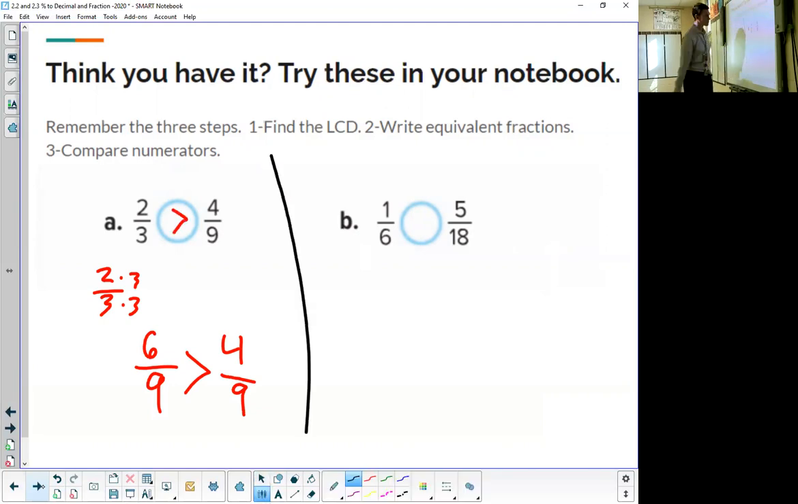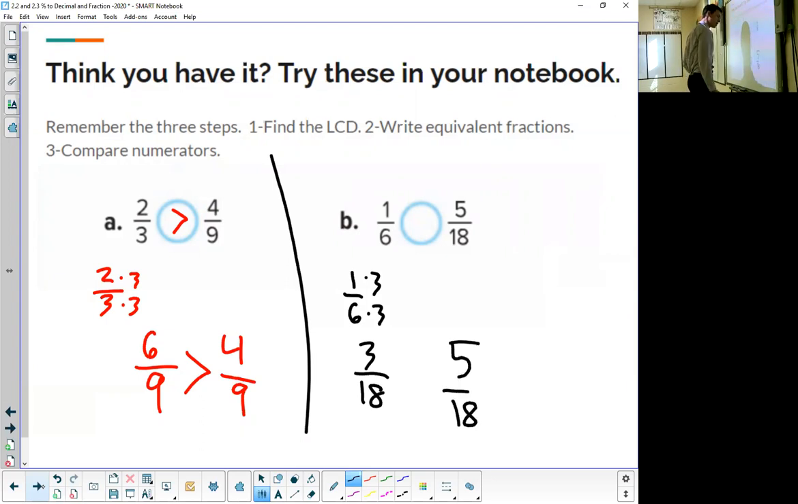Our second one, we have 1/6 and 5/8. Well, once again, we can follow the steps and multiply the denominators to get the LCD, or we can see a pattern. And that pattern would be that 6 and 18 are factors. So we can do 1/6 times 3 over 3, and we'll get 3/18. And we're comparing that to 5/18. And we're comparing the numerators, and 5 is greater than 3. So that is our answer for the second one.